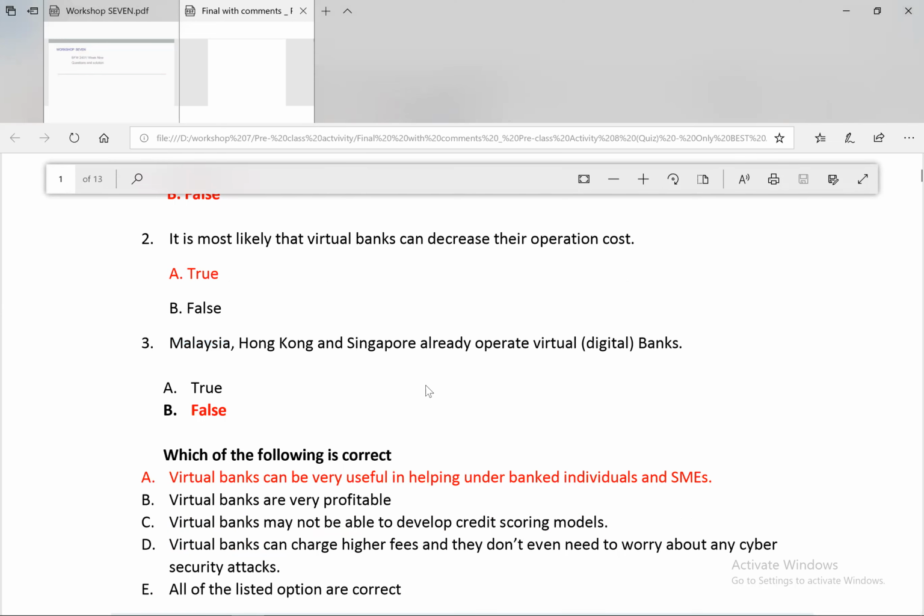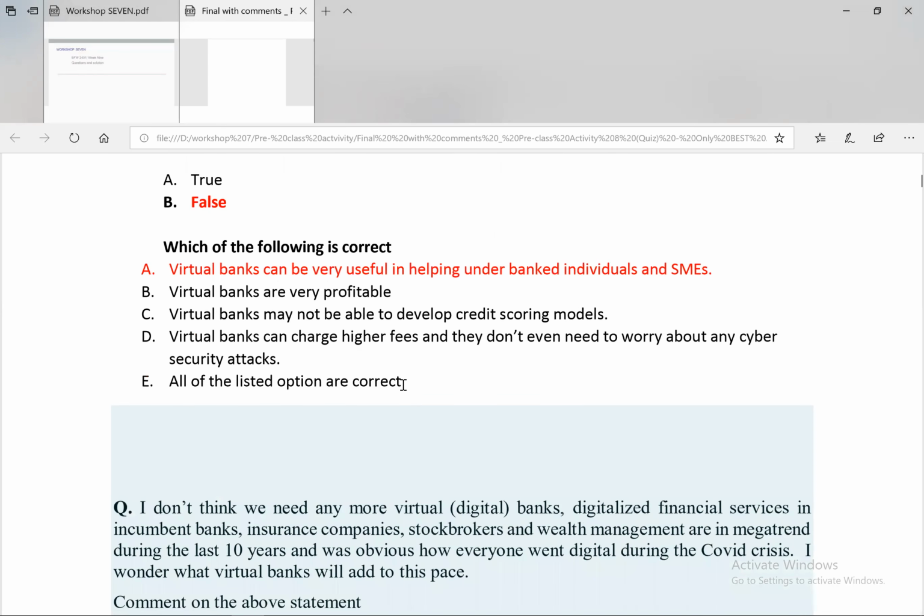in this statement. Okay, which of the following statement is correct? Maybe this one is a little bit challenging. Not challenging, it's just needs some thinking. Virtual banks can be very useful in helping underbanked. This is the right answer.